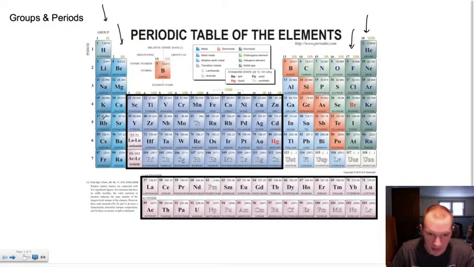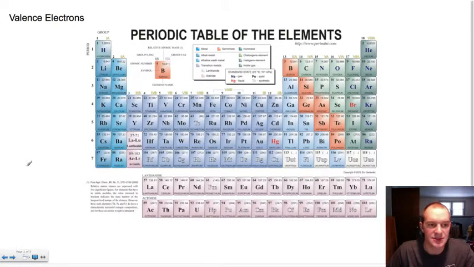Very reactive metal, working our way across, very reactive nonmetal, non-reactive nonmetal. So it's a repeating pattern over and over again. The other thing that repeats over and over again has to do with the valence electrons. I'm on a new page now: valence electrons. Valence electrons are electrons that are in the valence energy level.